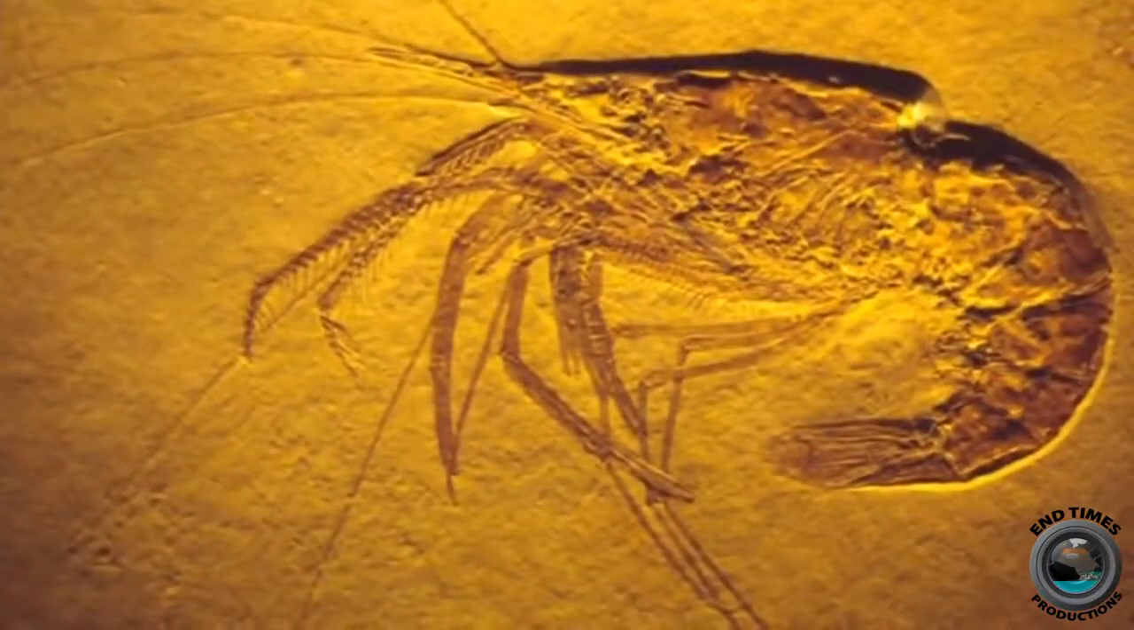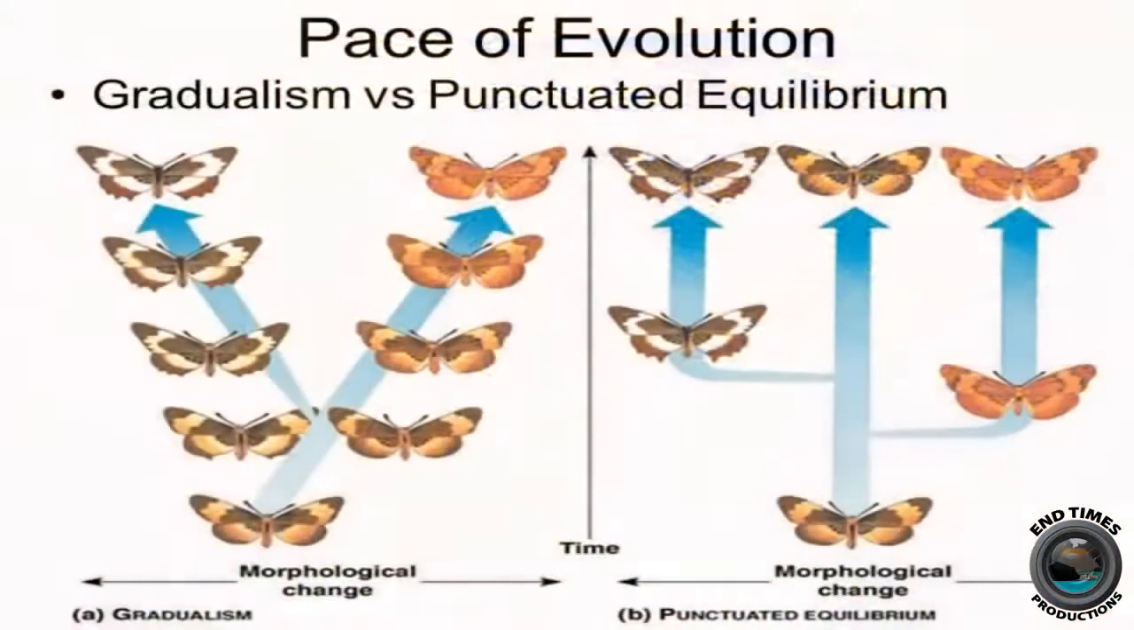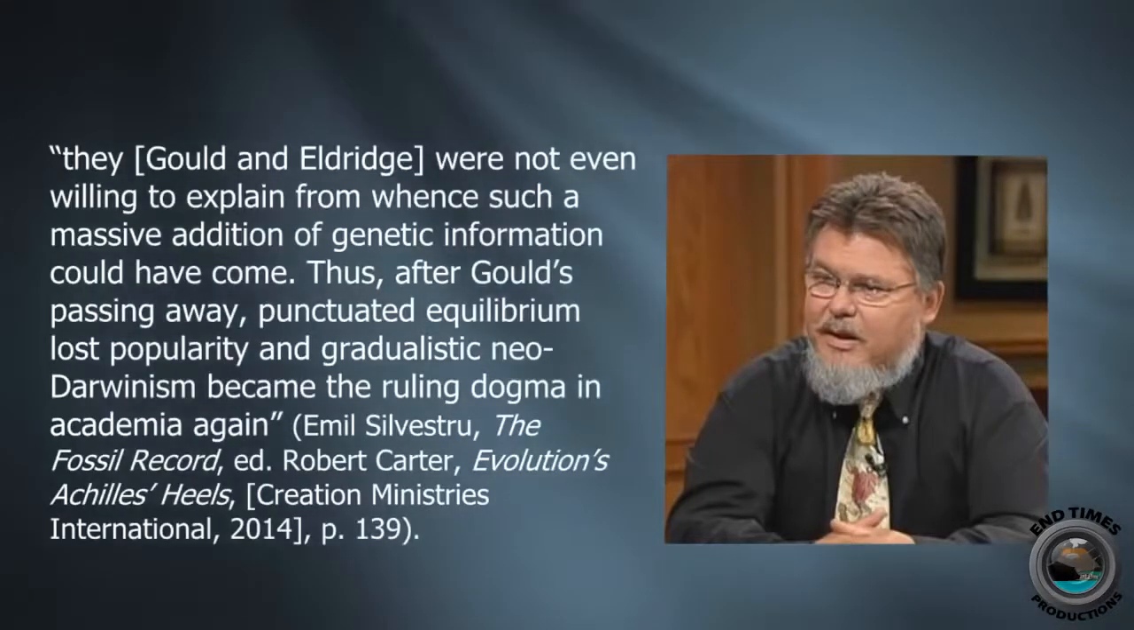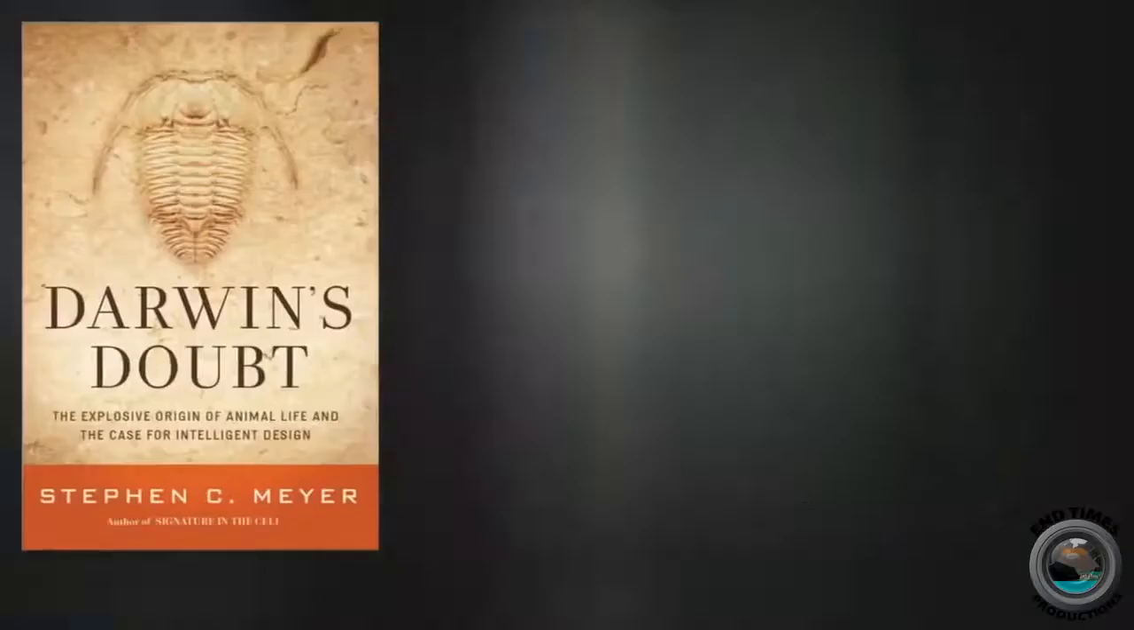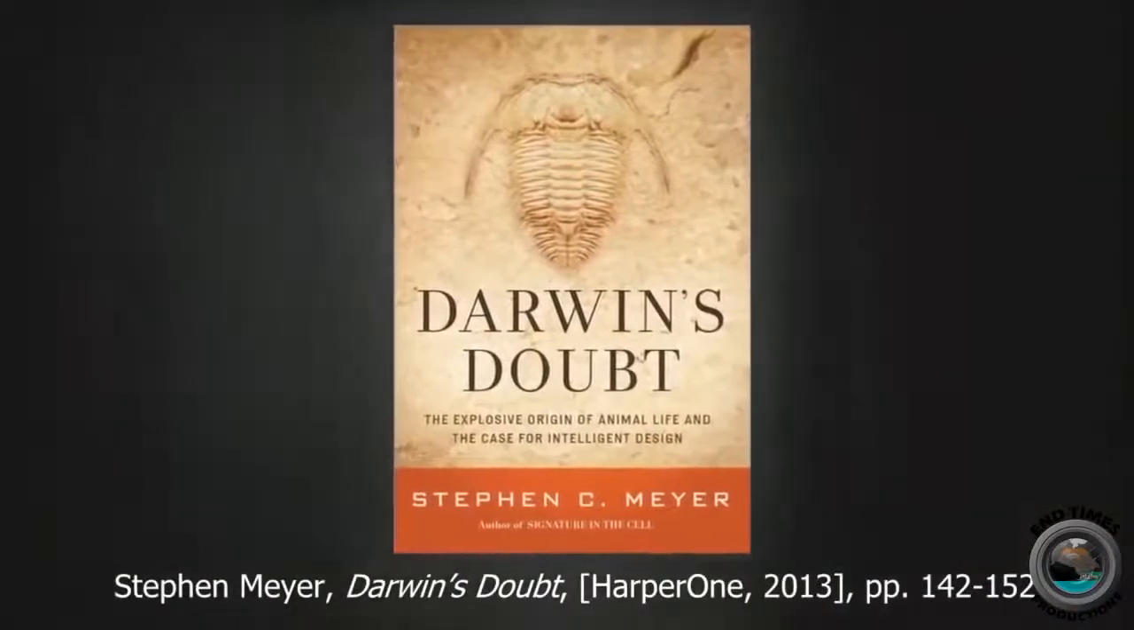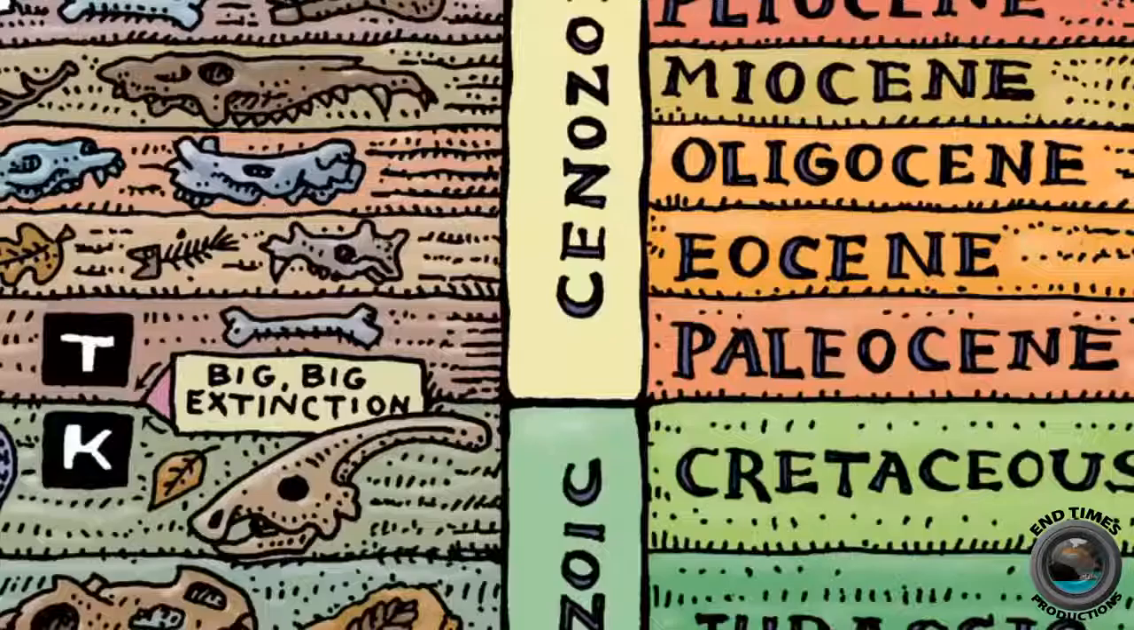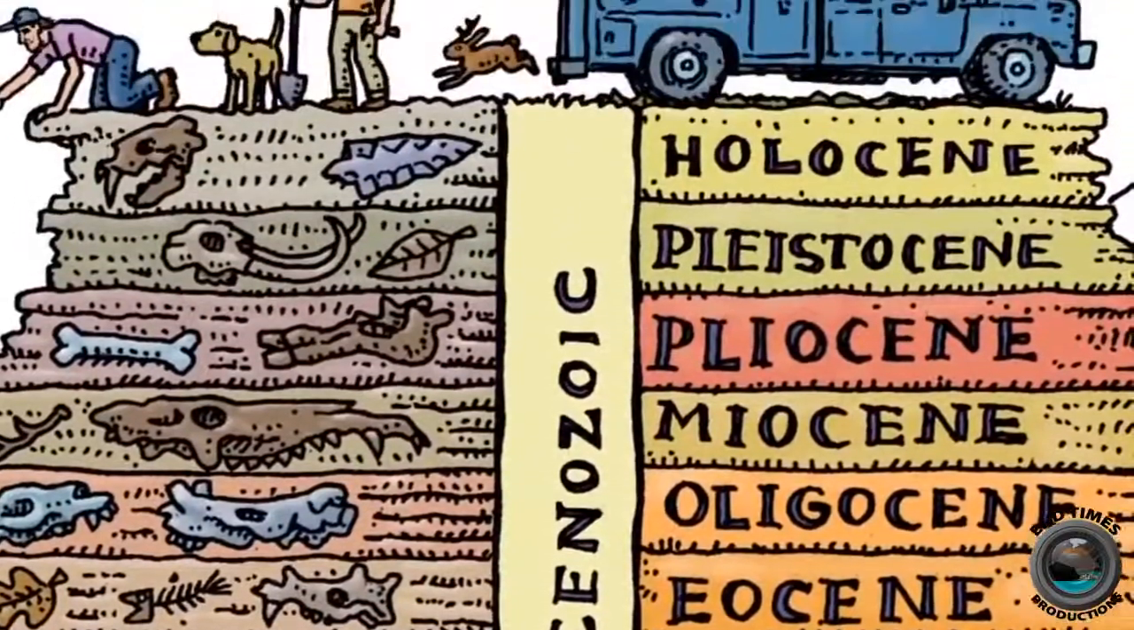Indeed, Gould admitted there are serious problems with the fossil record. Yet, he went on to claim that his punctuated equilibrium idea, that evolution occurred through sudden big jumps, could solve this problem. However, his proposed solution turned out to be erroneous as well. As Emil Silvestru notes, quote, "They, Gould and Eldredge, were not even willing to explain from whence such a massive addition of genetic information could have come." Thus, after Gould's passing away, punctuated equilibrium lost popularity, and gradualistic neo-Darwinism became the ruling dogma in academia again. In his work Darwin's Doubt, Stephen Meyer showed many other problems with punctuated equilibrium as well. Hence, the fossil record problem Gould admitted existed still remains.